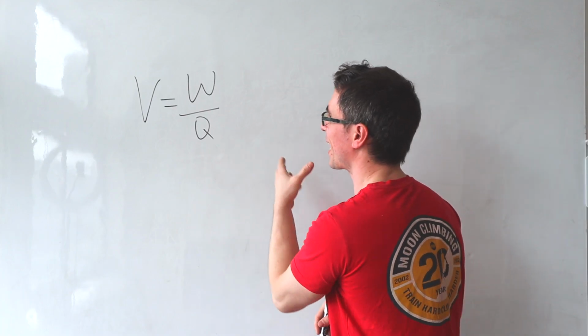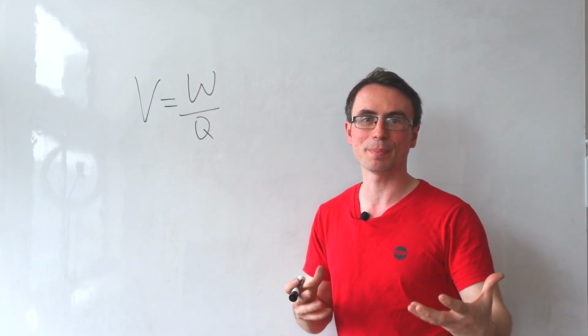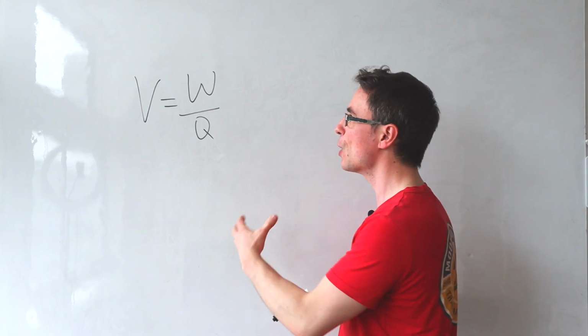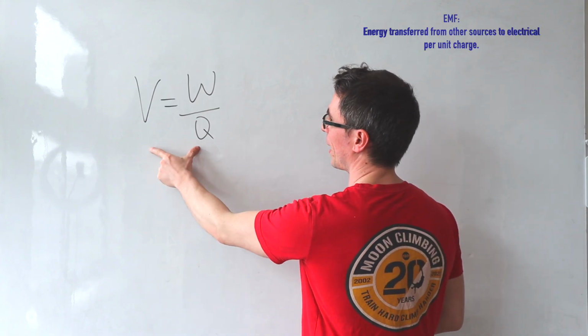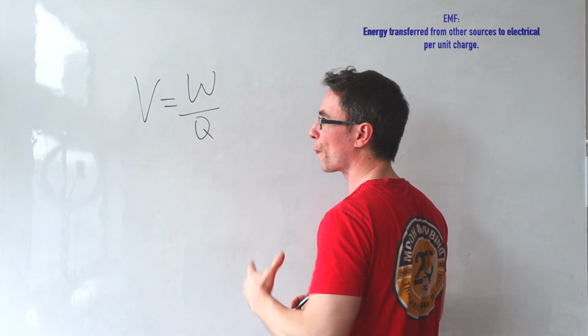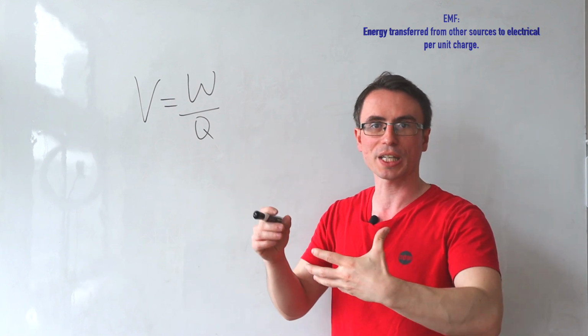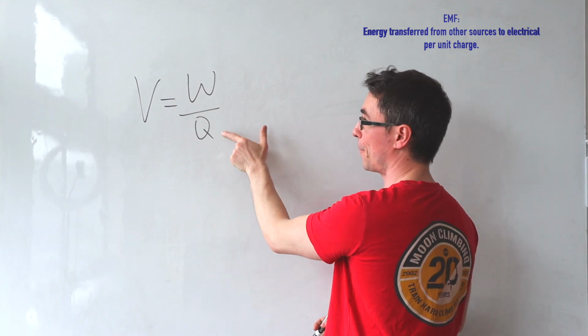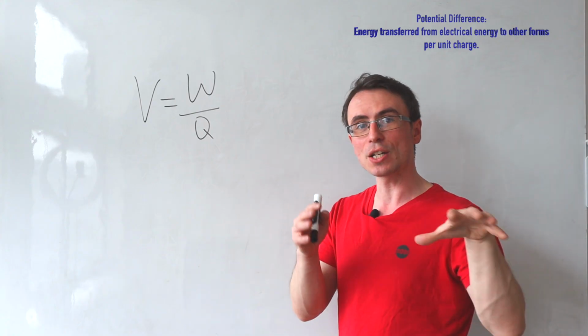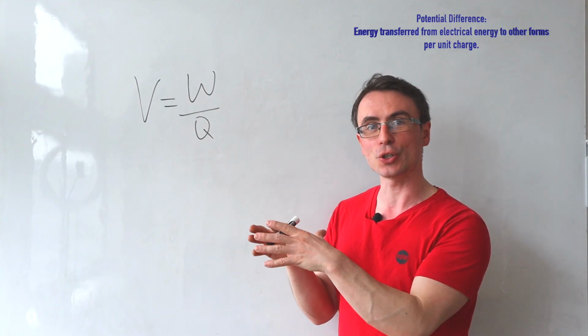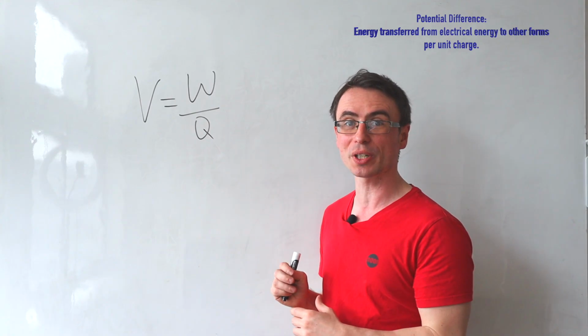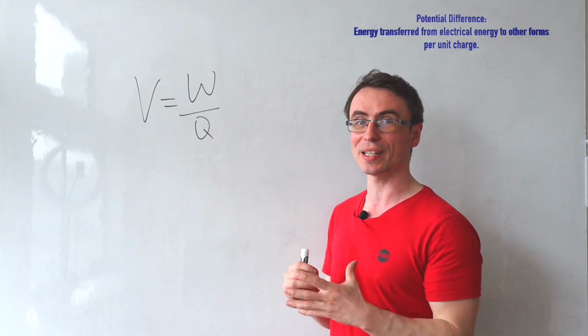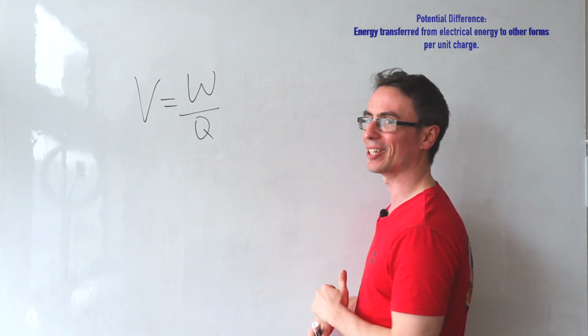From this equation, the actual definitions of EMF and potential difference arise. EMF is the amount of energy transferred from other sources, such as chemical, to electrical per unit charge. Potential difference is the amount of energy transferred from electrical to other sources, such as heat, per unit charge.